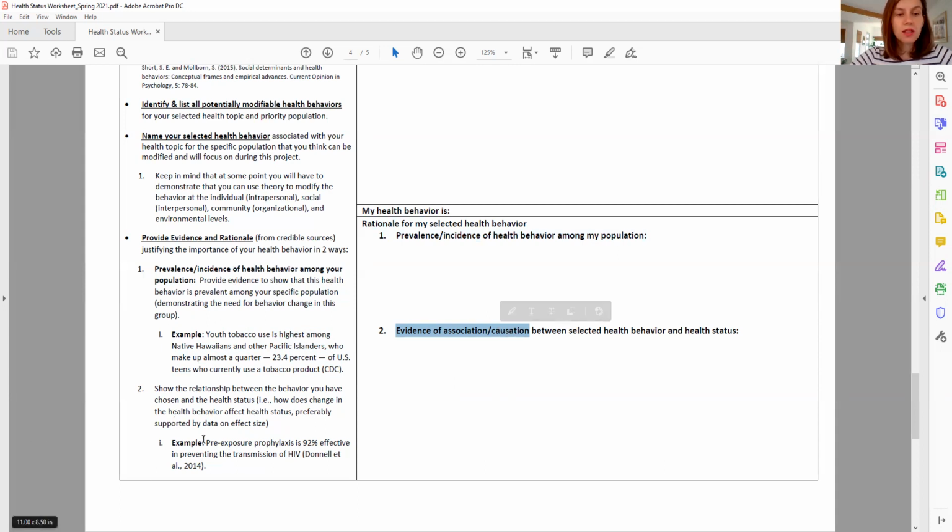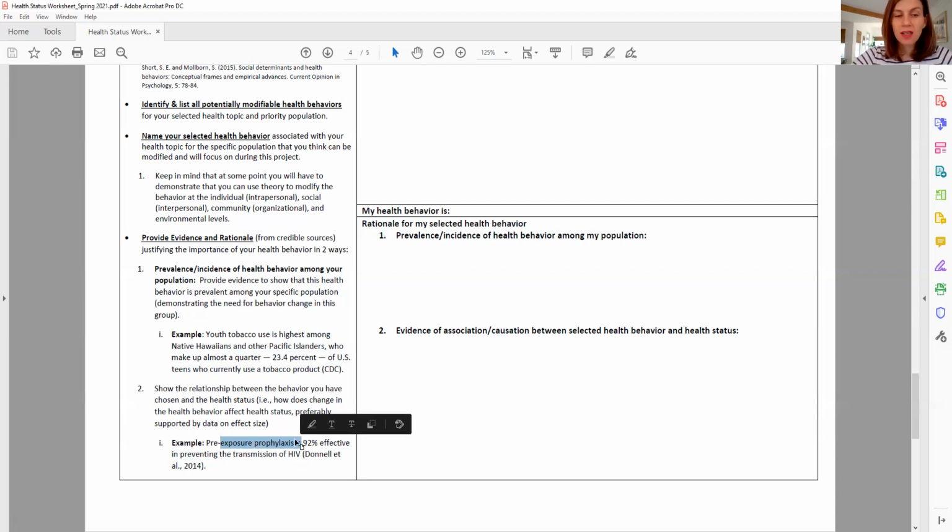So this is an example of the type of information you could collect. Pre-exposure prophylaxis, which is PrEP, or basically the HIV prevention pill, is 92% effective in preventing transmission of HIV. This would be showing my health behavior might be PrEP, using PrEP.